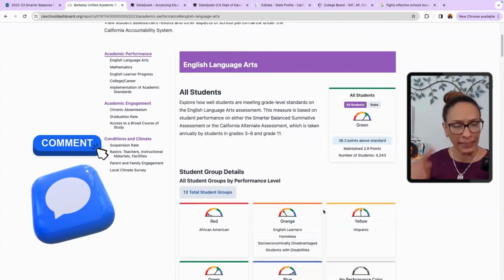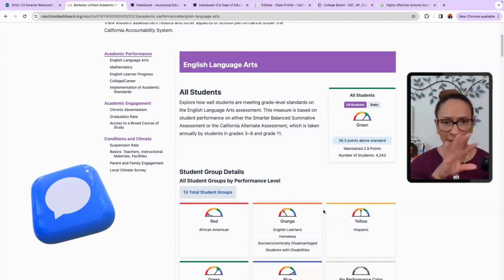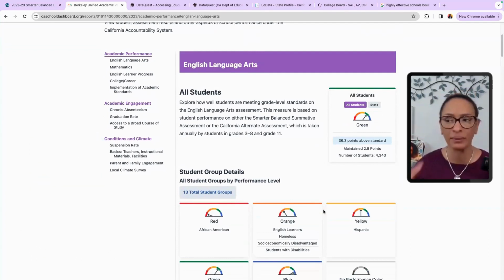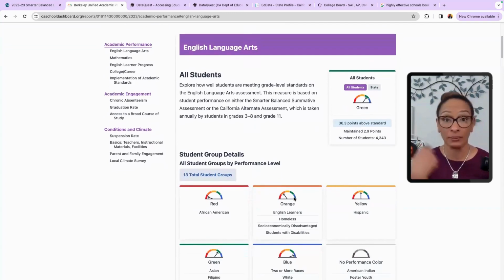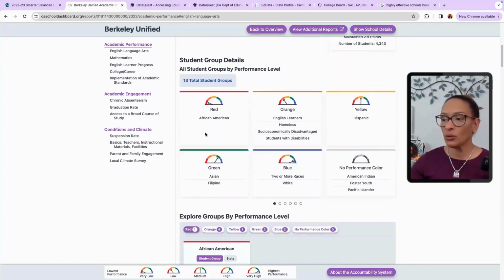And if you wanted to comment and correct me, please do so in the comments, because I am not perfect. I don't know everything, but I do like looking at this data, and I would love for you to chat with me about it.